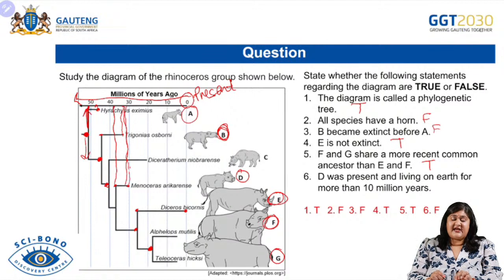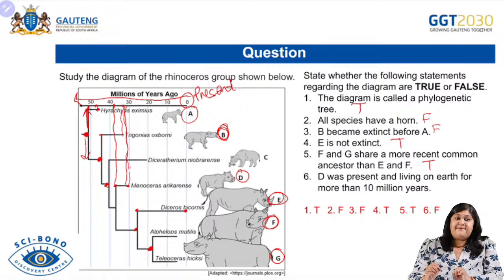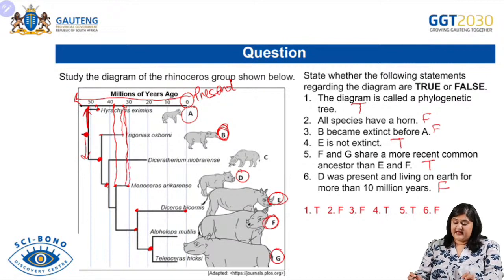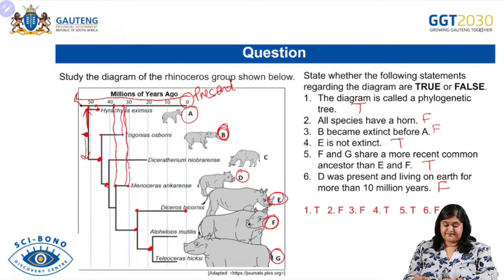It's actually 8 million years. So the point I'm looking at is over here and over here, and it is 8 million years ago. Therefore, this answer is false because it's telling us that it's been on Earth for 10 million years. Okay, so we can see that our answers were correct, right? And now we can move on.